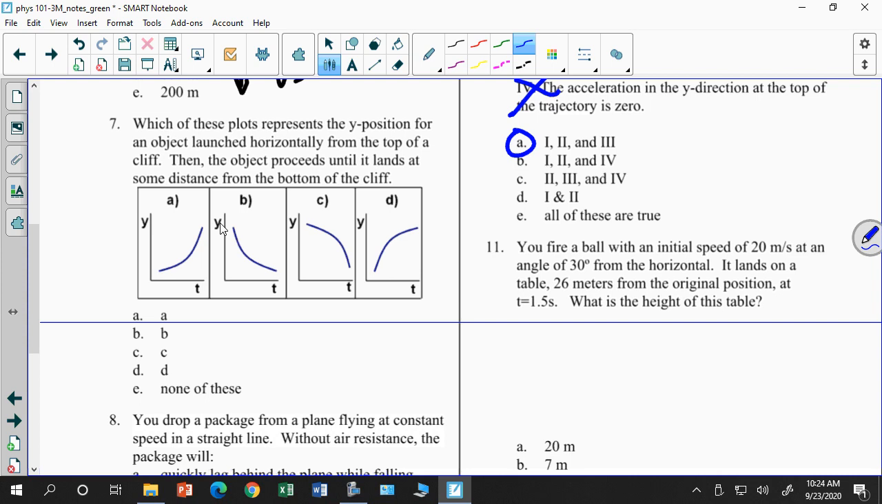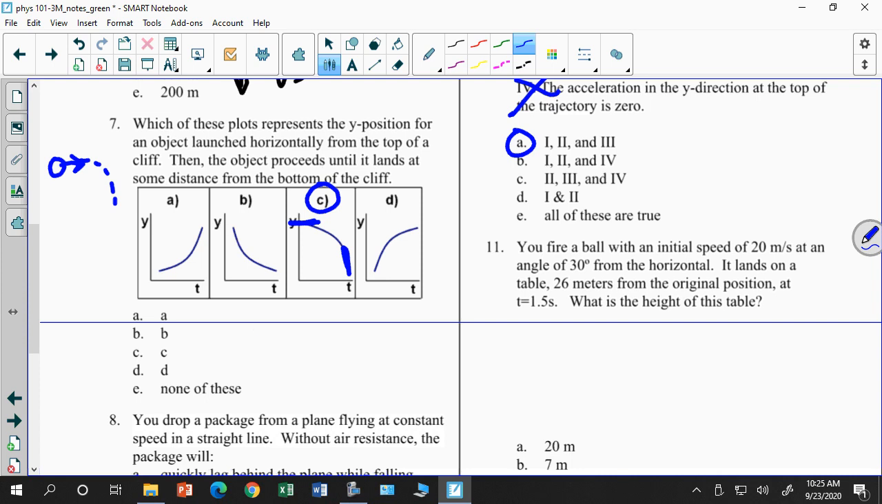So if I have an object that's launched horizontally, the y velocity initially is 0, and then it gets bigger in the negative direction. Which of these starts out with a small slope and ends with a big negative slope? That would be C. C is right. Starts with a small slope, ends with a big negative slope.